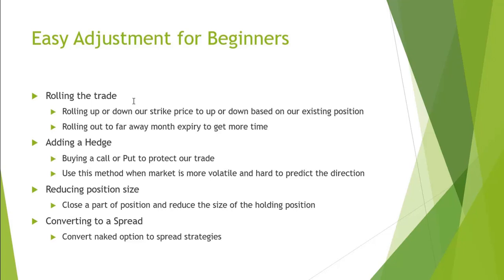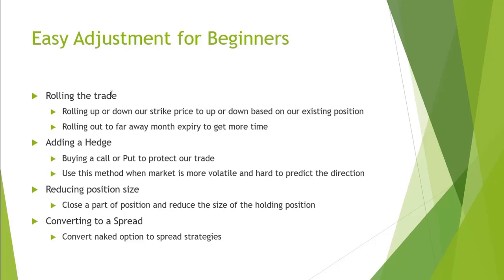Other than that, we can roll our trade into a further-away expiry. For example, if you have sold a call option for the current month but the market is moving against you, and you want to stay in the trade, a simple option is to close the current month trade and enter the same strike price in the next month expiry. By rolling out, we get some more time in the trade, so that if the market has a small reversal, it will benefit our trade.